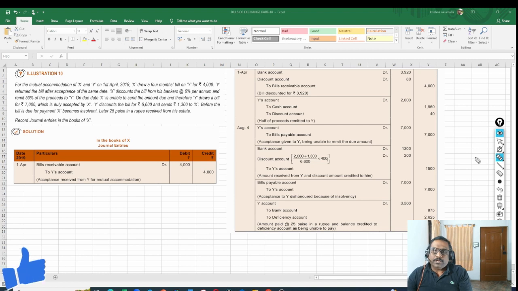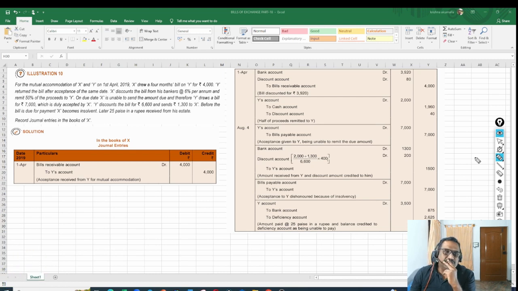We already discussed illustration 9 in our previous video. In this video, we are going to discuss one more accommodation bill related problem, basically illustration 10. So without wasting much time, let us get into illustration 10 and understand how to resolve that problem. Okay guys, let us read the problem. What does this illustration say?